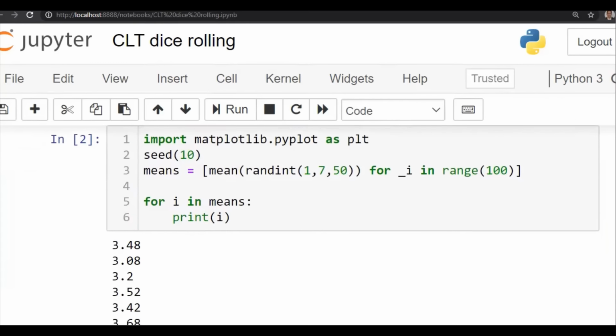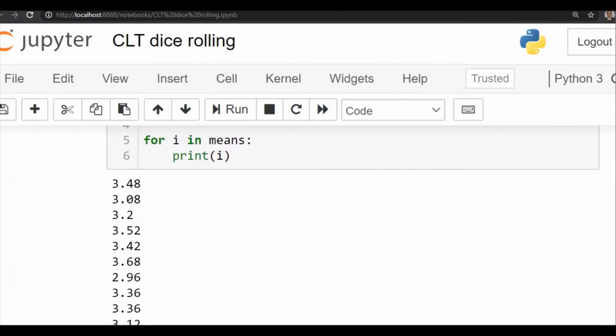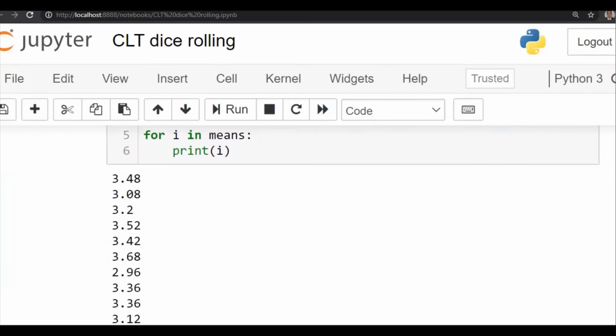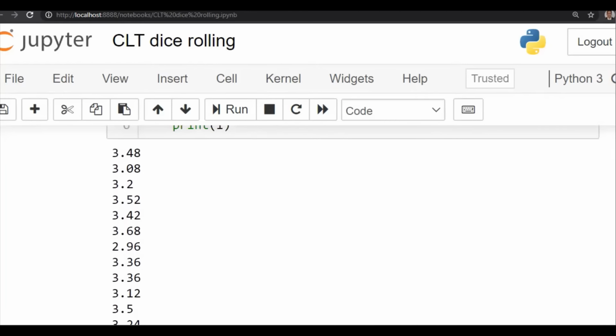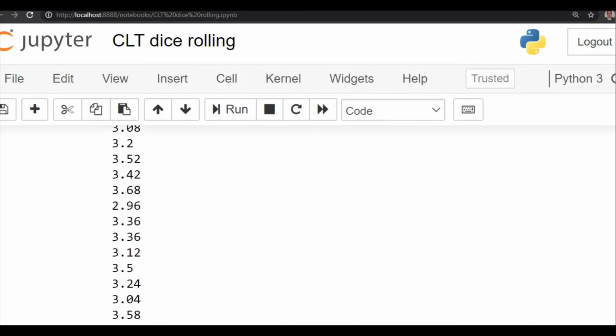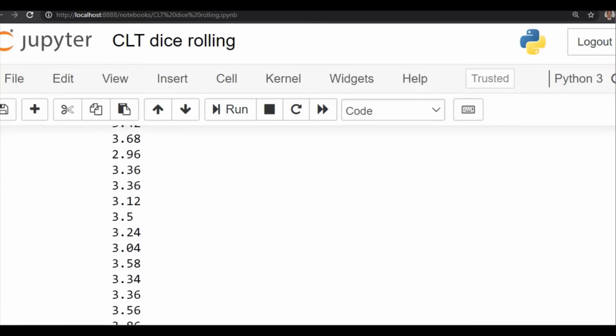See, these are the means: 3.48, 3.08, 3.2, 3.52, 3.42. If you check the means, they are close to 3.5. Remember, in this case, we know our population mean, and that is how I can prove it, that the mean of means is 3.5. We'll do that now. So these are the means. See how many numbers are close to 3.5. How many are far away from 3.5? 3.5 is the population mean we know already.